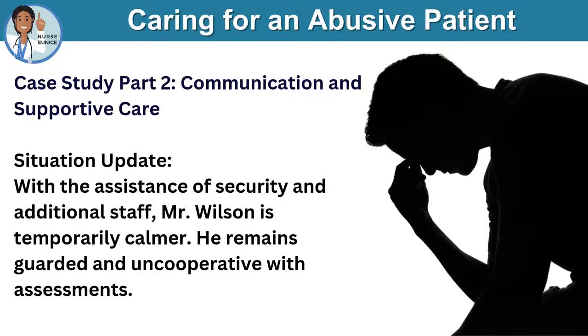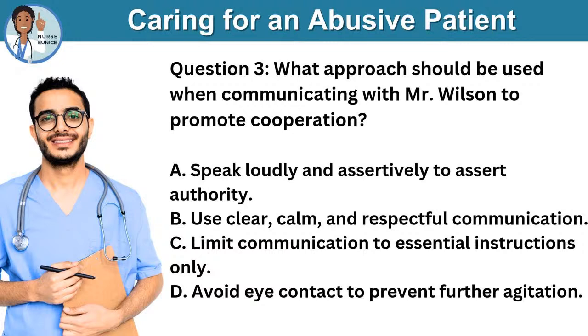So let's continue. We're still taking care of Mr. Wilson. Situation update. With the assistance of security and additional staff, Mr. Wilson is temporarily calmer. He remains guarded and uncooperative with his assessments. Question number three. What approach should be used when communicating with Mr. Wilson to promote cooperation? A, speak loudly and assertively to assert authority. B, use clear, calm, and respectful communication. C, limit communication to essential instructions only. Or D, avoid eye contact to prevent further agitation.